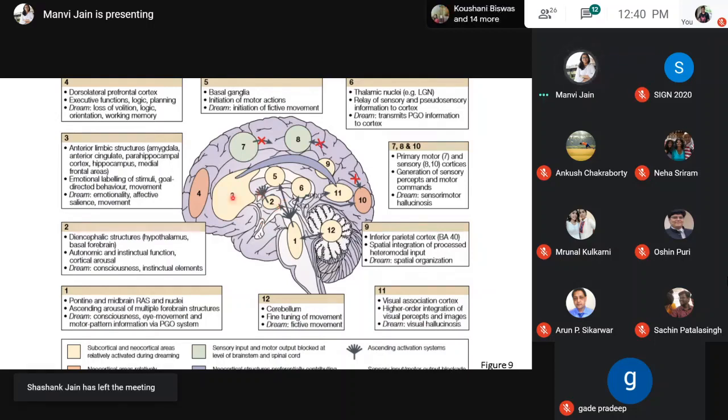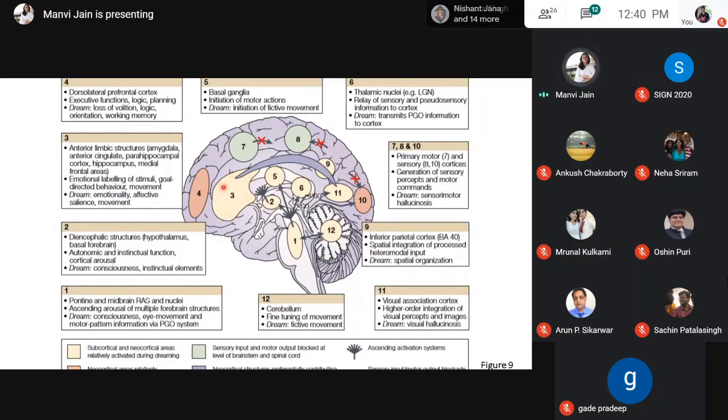After this, they're all interacting together. Now, the third structure is the anterior limbic structures. All the social and emotional parts of the dreams are affected by this particular anterior limbic structure region.